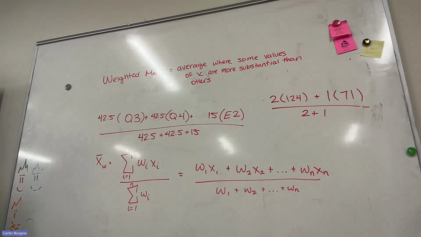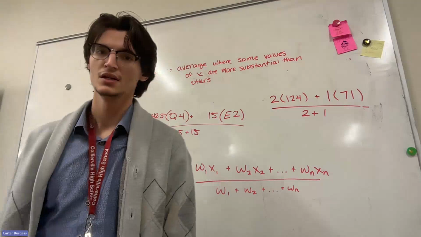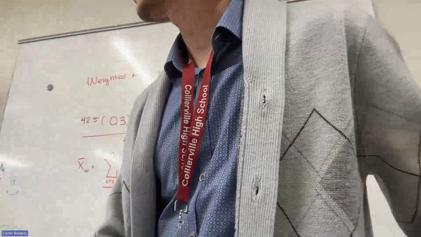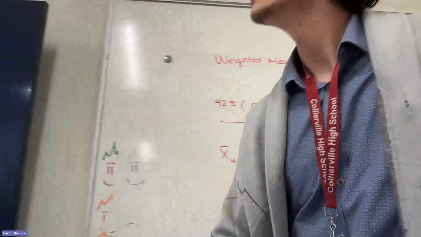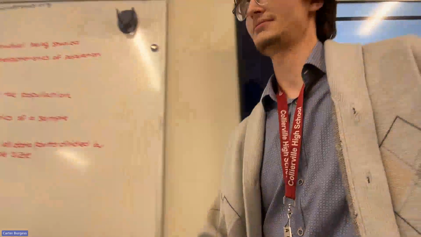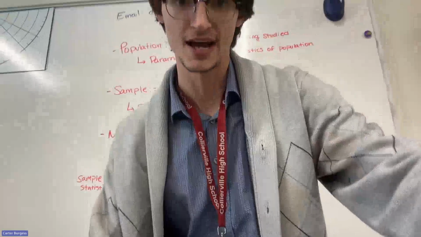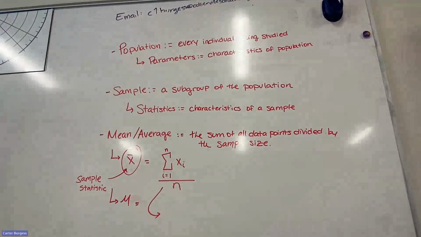All right, we are being asked to figure out the weighted mean between 3 different models of automobiles being sold, and we are given the data that we see. We're also asked to round to the nearest dollar. We're not going to do that, because it gives us a nice clean money amount. But it's worth noting that it does in fact ask us to do that.